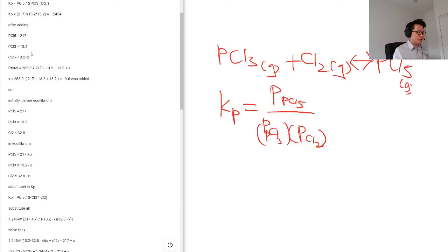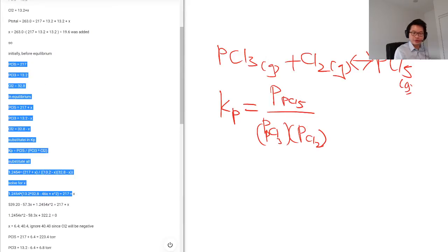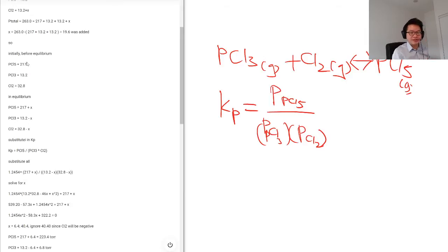So yeah, we are going to add everything together, and we just don't know how much chlorine gas is going to be added. So that's why we let it be X. So from here, we add everything together, including the excess chlorine gas, and then we get 263. So from here, you can solve the equation, and we should find that the amount of chlorine added will be 19.6 torr. Okay, so from here, it's just kind of confusing, I think, from the solution over here. So maybe we just go step by step.